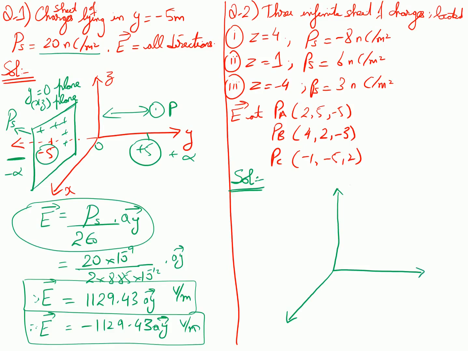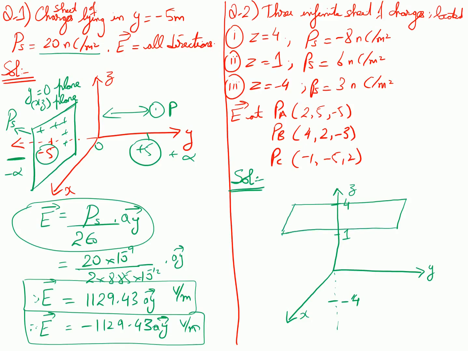So this is the z-axis, y-axis and x-axis, and we have been given that the sheets are lying along the z-axis, which means that our sheets will be in the other planes. So at z equals 4, at z equals 1, and let us say at z equals -4. The first sheet is going to be parallel to the y-axis and x-axis. So this is the first sheet.